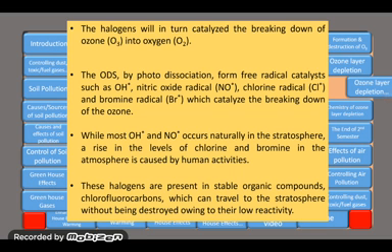While hydroxy radicals and nitric oxide radicals occur naturally in the stratosphere, a rise in the levels of chlorine and bromine in the atmosphere is caused by human activities. That is, OH radical and NO radical occur naturally, but chlorine and bromine radicals in the atmosphere are caused by human activities. These halogens are present in stable organic compounds such as chlorofluorocarbons, which can travel to the atmosphere without being destroyed owing to their low reactivity.